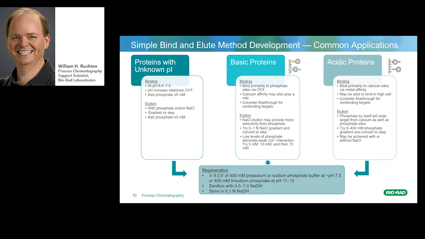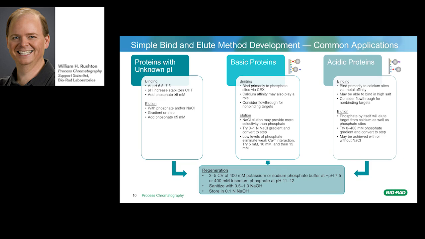You want to start out typically with a linear gradient, and then once you see where your product comes off, you can then convert to a step. For basic proteins, since you're binding primarily to the phosphate sites, you can consider flow through for non-binding targets. When you're eluting, the elution using sodium chloride may be more selective than phosphate, so you could try a linear gradient and then convert it to a step.